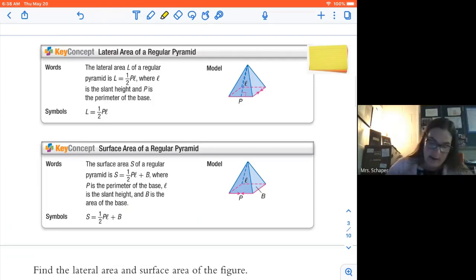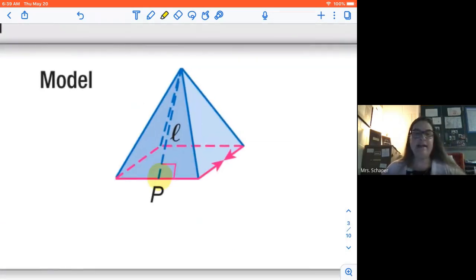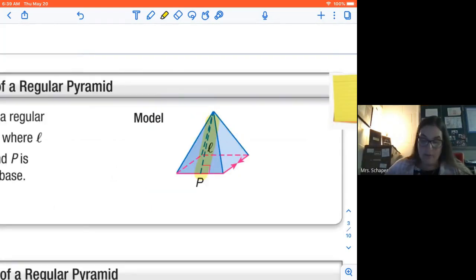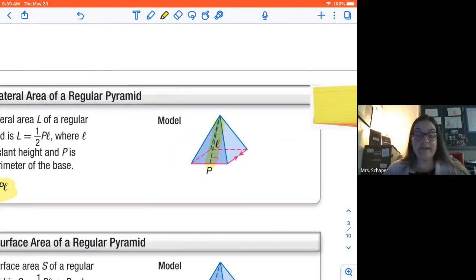So when you're finding the lateral surface area, it's 1/2 the perimeter times the slant height. When you look at this picture, here's my slant height. It's that lateral side height. It's the perimeter times the slant height divided by 2, which makes sense because they're all triangles. Area of a triangle is base times height divided by 2. It's kind of what we're doing here.